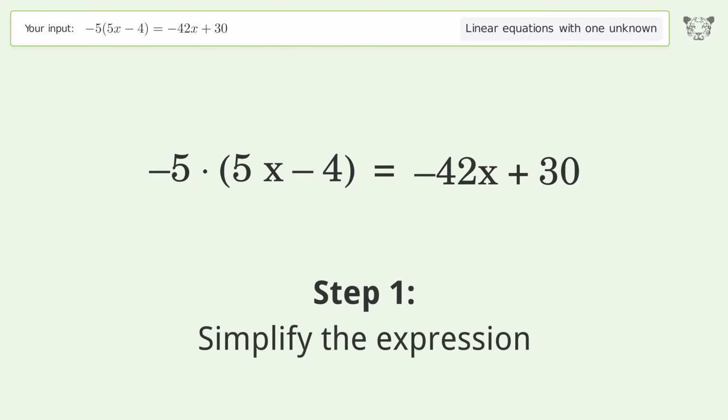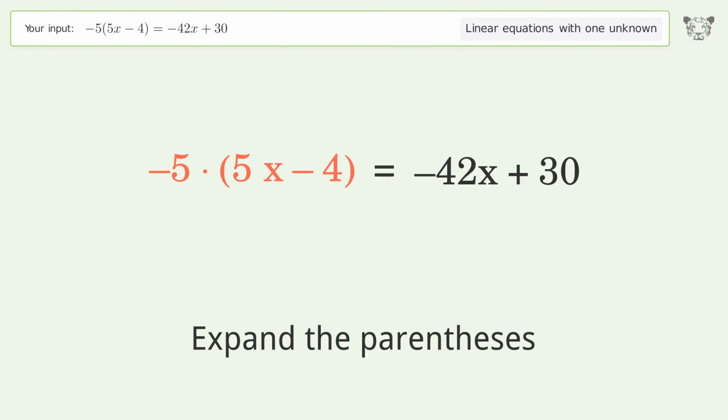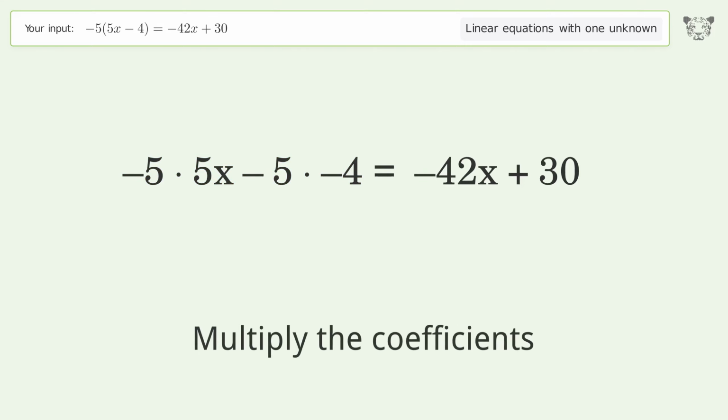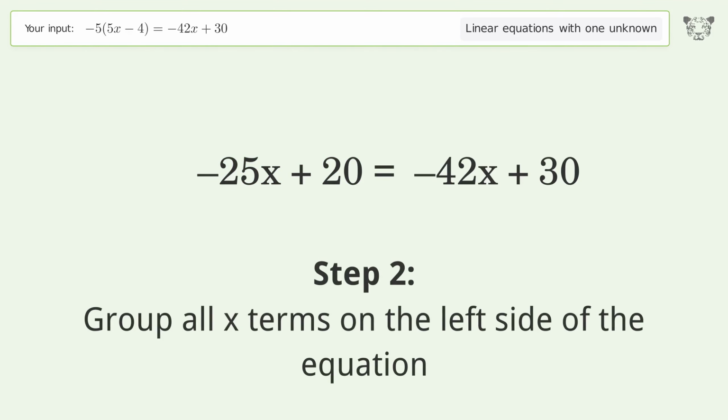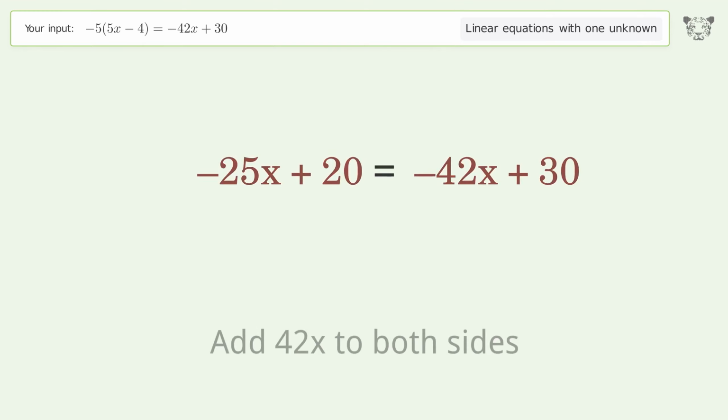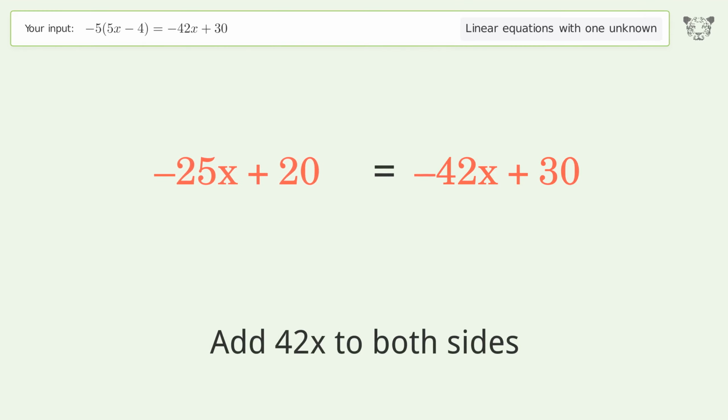Simplify the expression. Expand the parentheses. Multiply the coefficients. Simplify the arithmetic. Group all x terms on the left side of the equation. Add 42x to both sides.